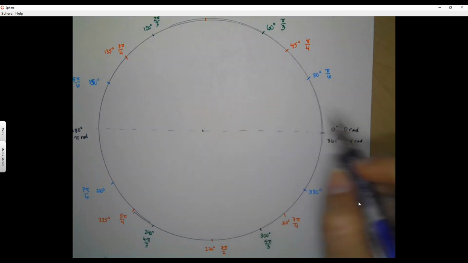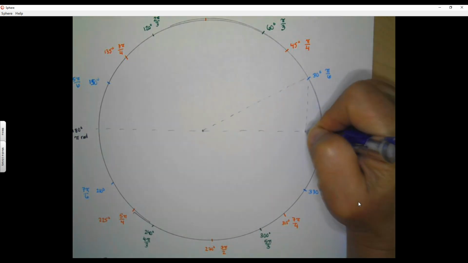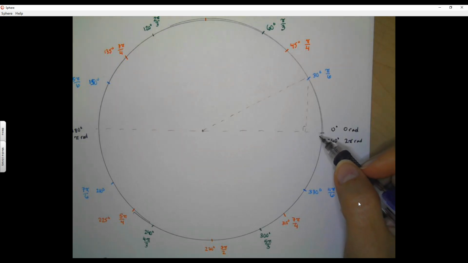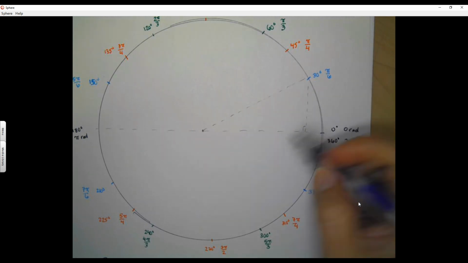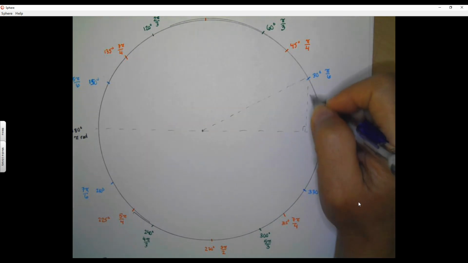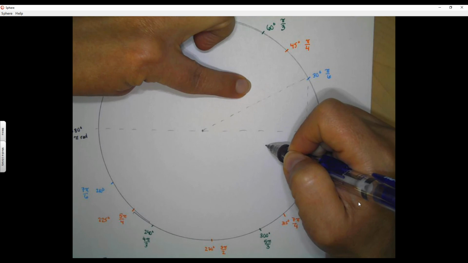If I were to actually draw in a right triangle here, in this right triangle we just saw that if the side opposite our 30-degree angle was 1, and this side would be 2, and this side would be square root 3, right?